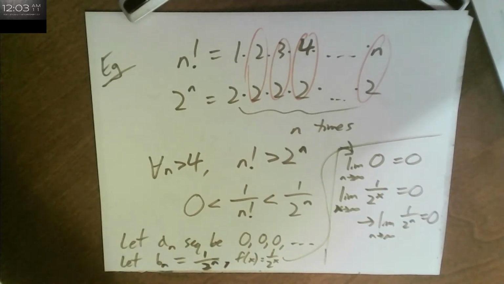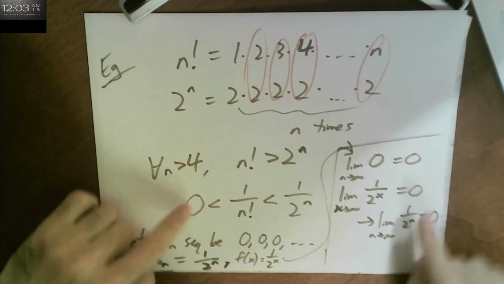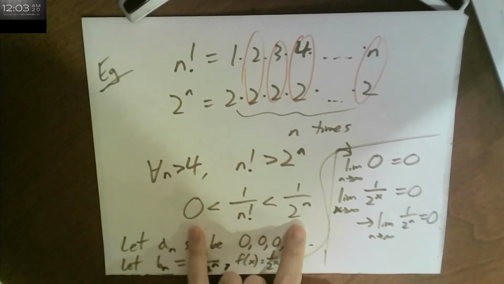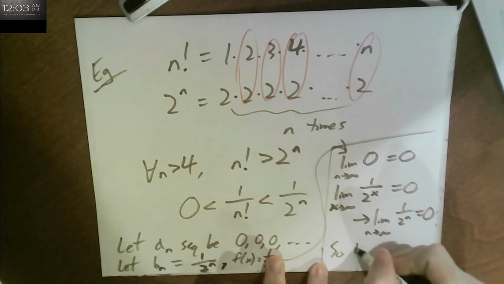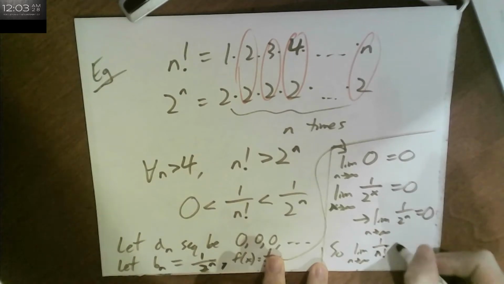So what do we have? The an sequence is always less than or equal to our function. The bn sequence is always greater than or equal to our function, and the limits on the outside are the same. So therefore, the limit as n goes to infinity of 1 over n factorial is also 0.